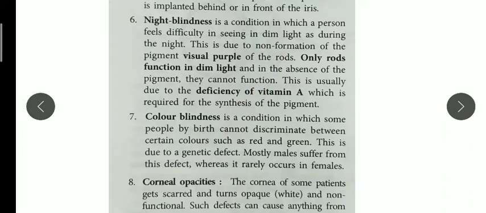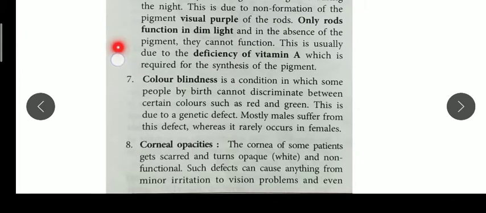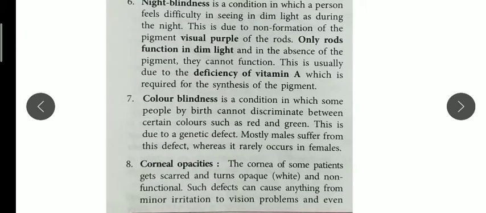Now color blindness. In the next, seventh condition, people are, by birth, it is a genetic disease, and a person or a child is not able to focus or judge and know the correct color. So the person has confusion between the red color and the green color. It is a genetic defect, and it mostly occurs in males rather than in females. It rarely occurs in females, but it occurs in males. So it is color blindness.